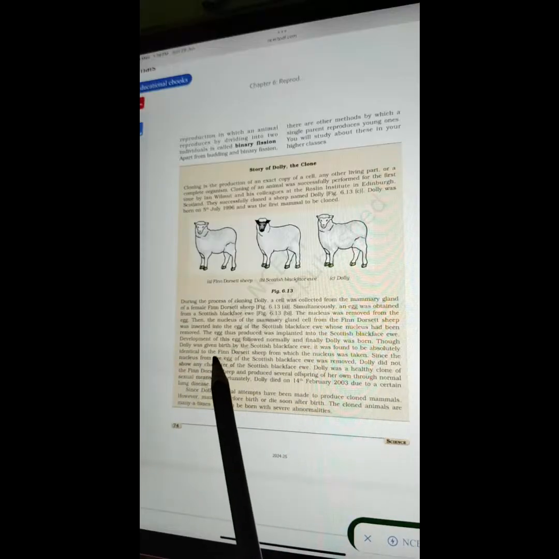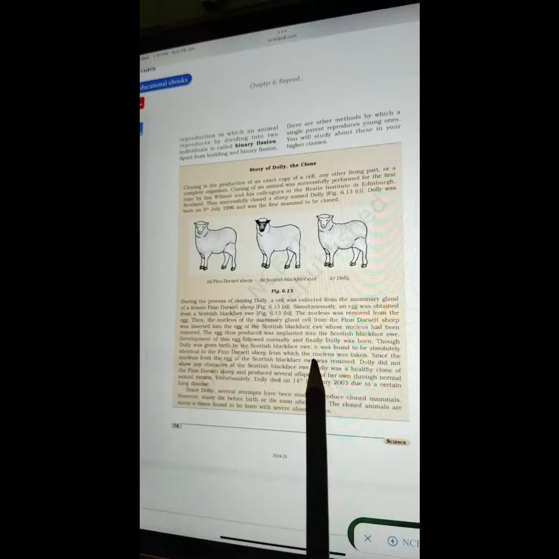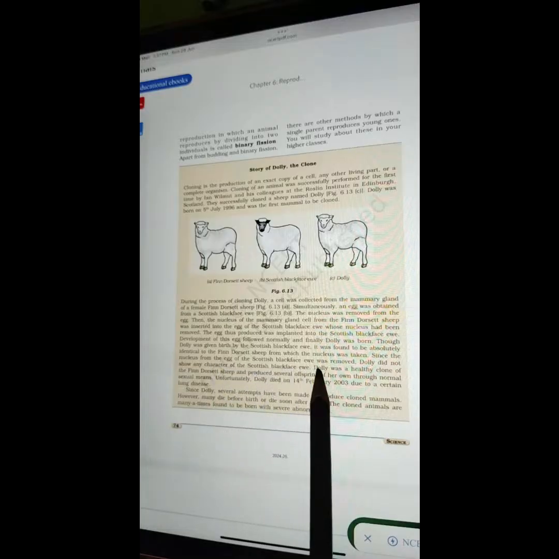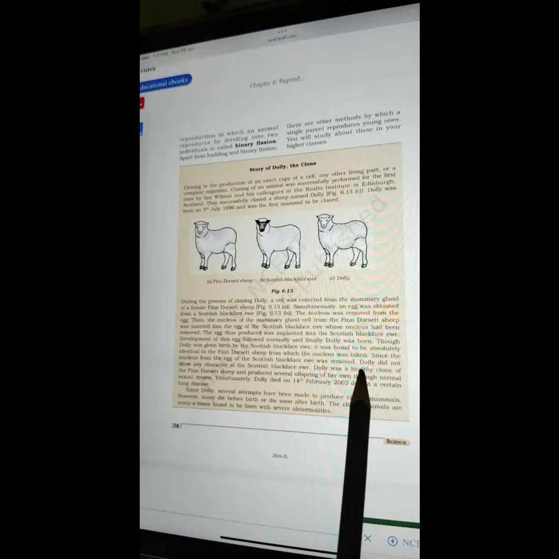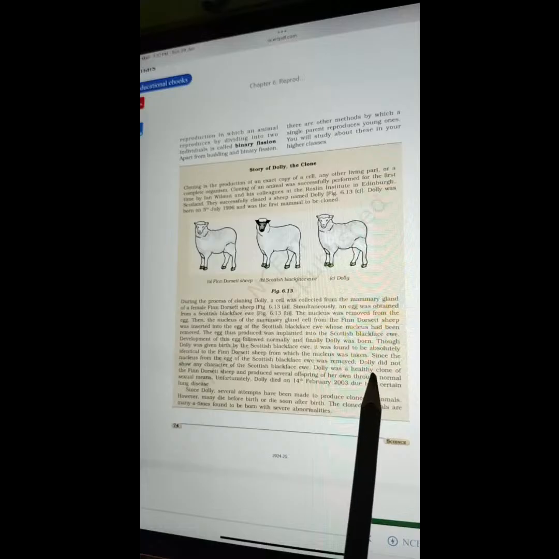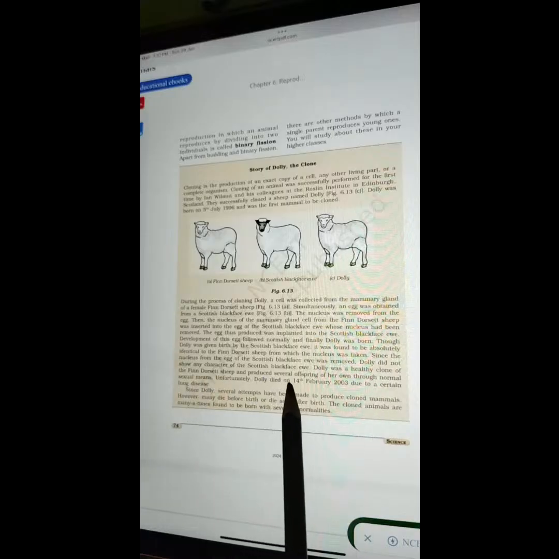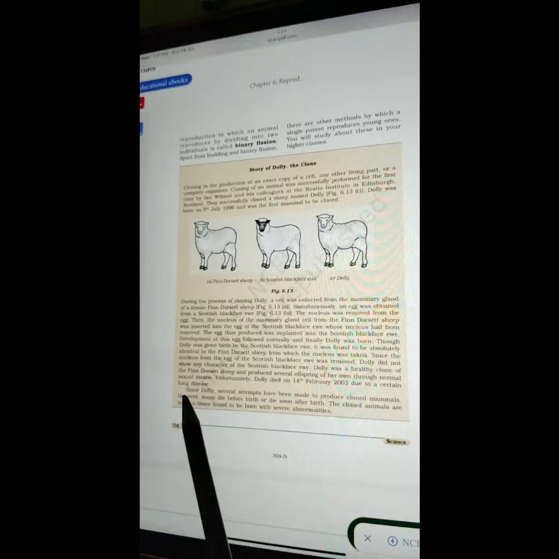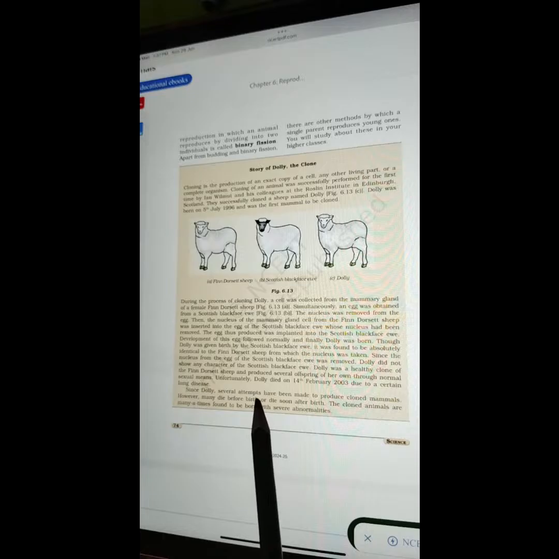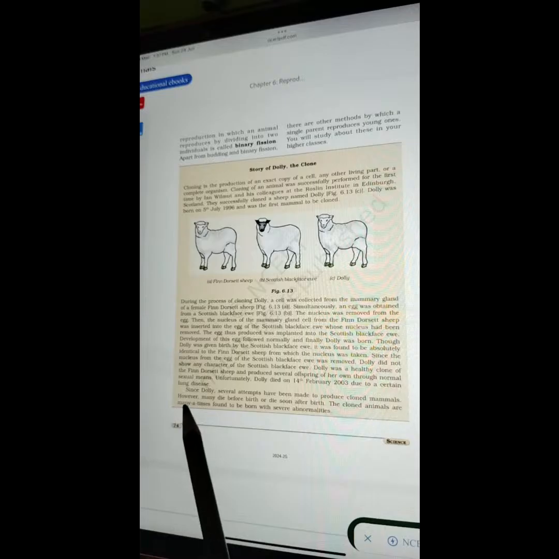Though Dolly was given birth by a Scottish blackface ewe, it was found to be absolutely identical to the Finn Dorset sheep from which the nucleus was taken. Since the nucleus from the egg of the Scottish blackface ewe was removed, Dolly did not show any character of the Scottish blackface ewe. Dolly was a healthy clone of the Finn Dorset sheep and produced several offspring of her own through normal sexual means. Unfortunately, Dolly died on 14 February 2003 due to a lung disease.